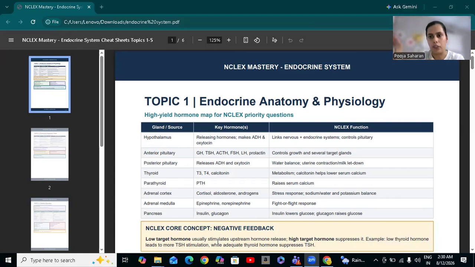So whenever they ask about it in a question, just see and make a chain. What is happening to T3, T4? Oh, T3, T4 is low. And what is happening to TSH? Oh, TSH is increased. So somewhere, hypothyroidism is there. So this is negative feedback.